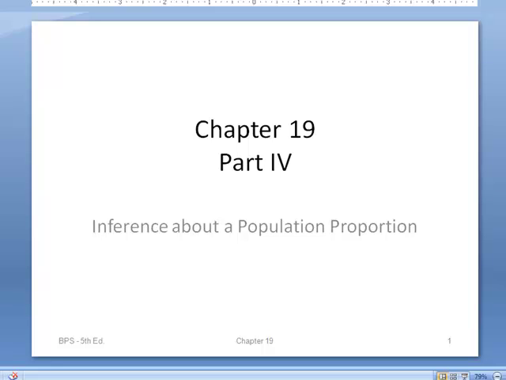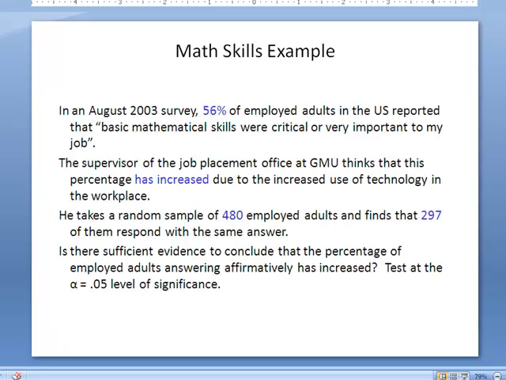So we're in Chapter 19.4, Inferences about a Population, and we're going to continue working with hypothesis testing about the proportion. Let's look at another example about math skills.